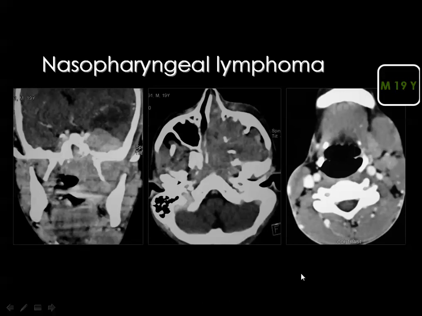Another case of non-Hodgkin lymphoma in a patient 19 years old with a mass infiltrating the left side of the nasopharynx, the left nasal fossa, the maxillary sinus, and the infratemporal fossa. The mass has extended intracranially in the parasellar area as well as inside the sphenoid sinus. Lower down, it reached the soft palate, and the axial image shows bulky lymph nodes.